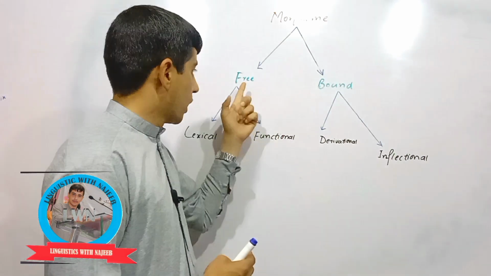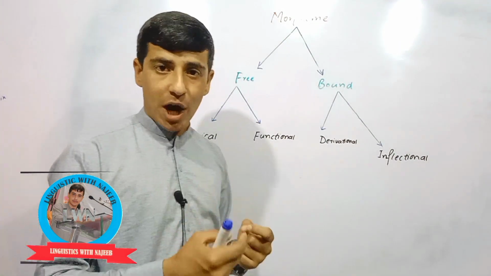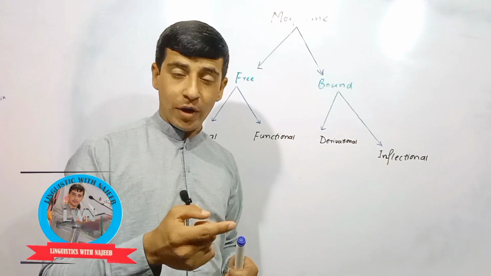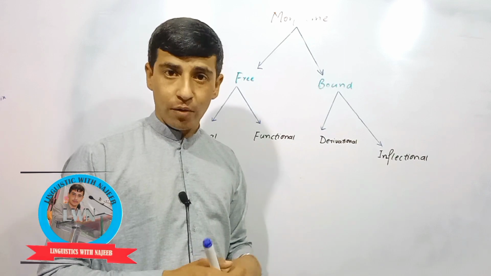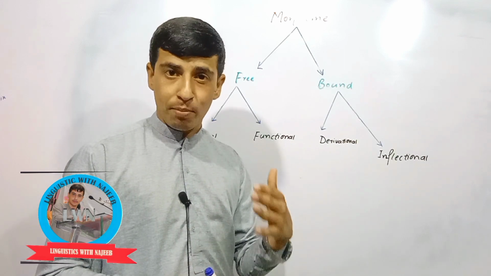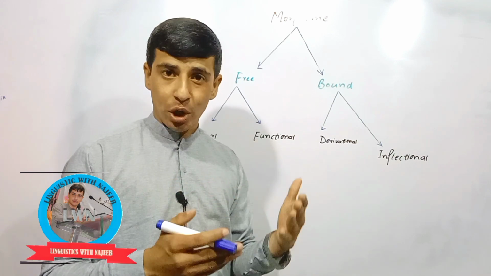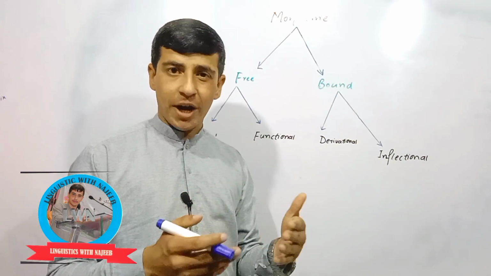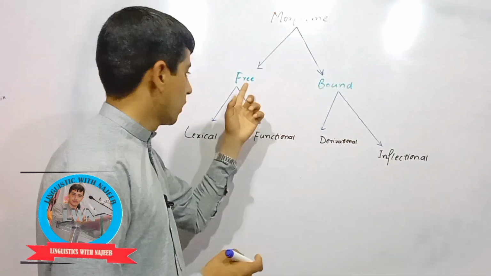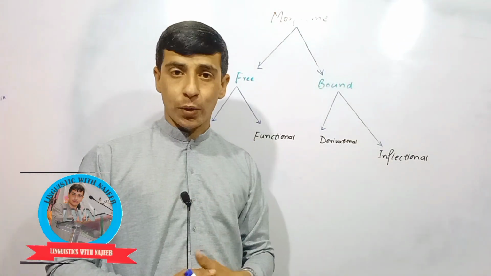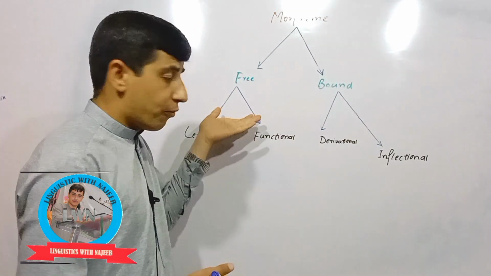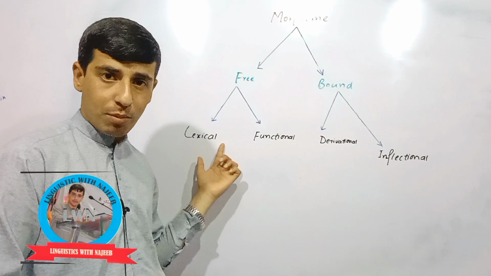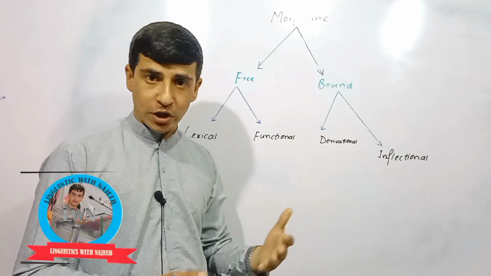A free morpheme is that type of morpheme which can stand alone and does not need the help of any other element. For example, a marker, a book, a boy, dancing, like, going, playing, beautiful, nice, well, fast. All of these words belong to free morphemes because they can stand alone. Free morphemes have two subtypes. The first type is called the lexical morpheme and the next type is called the functional morpheme.